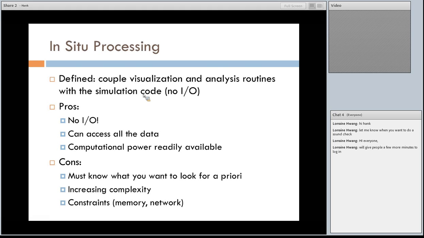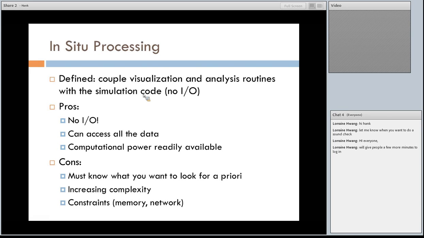Instead, what you do is if you want to visualize and analyze data, you hand it off to the visualization and analysis routines. So what's good about this? Well, certainly there's no I/O. I just finished telling you about how we spend so much of our time doing I/O. And how slow it is. And so all of a sudden we've taken I/O out of the equation. That's fantastic.